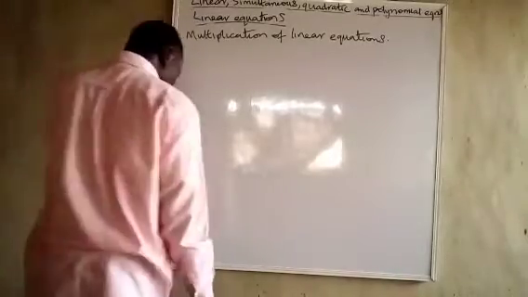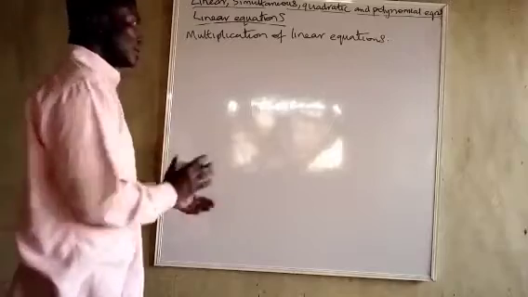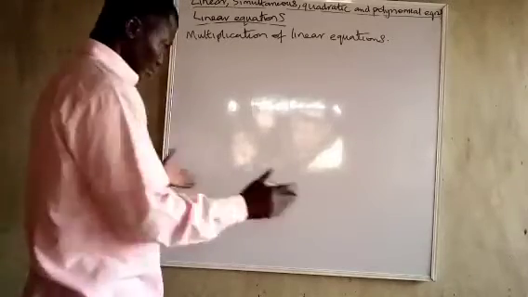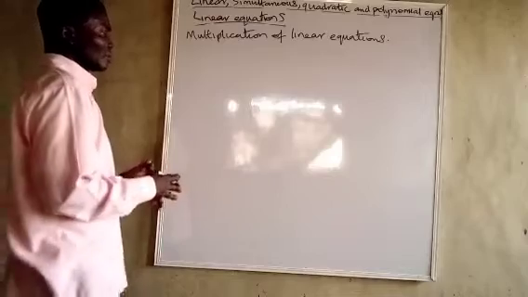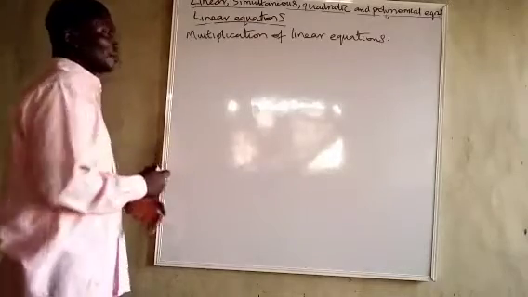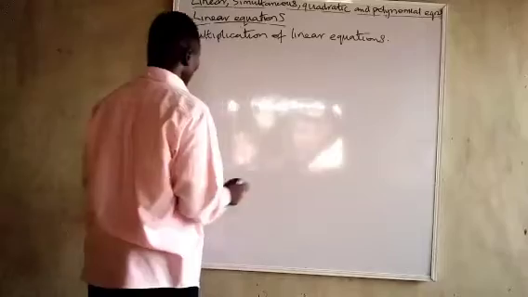Now from the previous examples, you have seen that we can multiply a linear equation by constants. We can add 2 linear equations, we can subtract 2 linear equations. But in this instance, when we see 2 linear equations and we have to multiply them, how do we go about it? Let's look at how to simplify the handling of it.